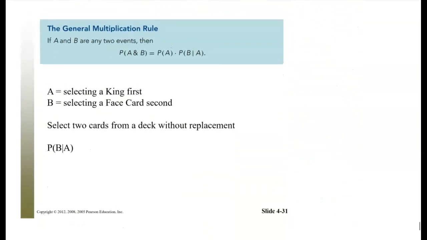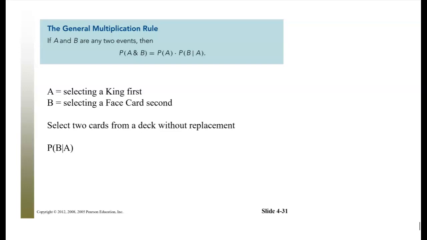Now, we're moving into the last section here, 4.6, the general multiplication rule. So now we have A and B represent any two events. Probability of A and B happening is the probability of A happening times the probability of B, but we can't stop there because it's not just the probability of B for our second event. It's the probability of B given that A already happened.